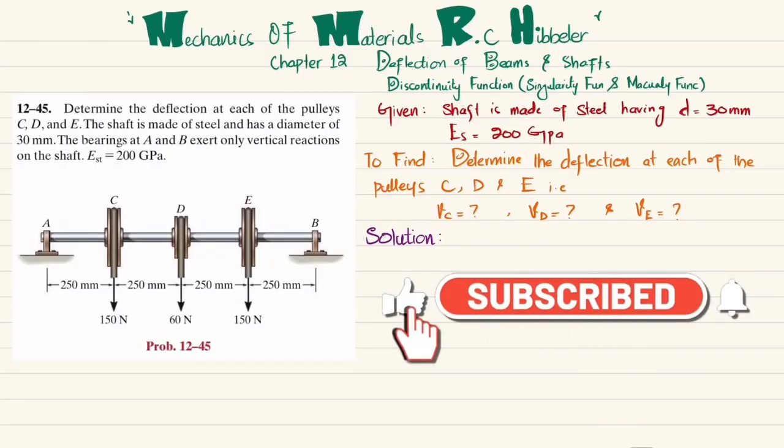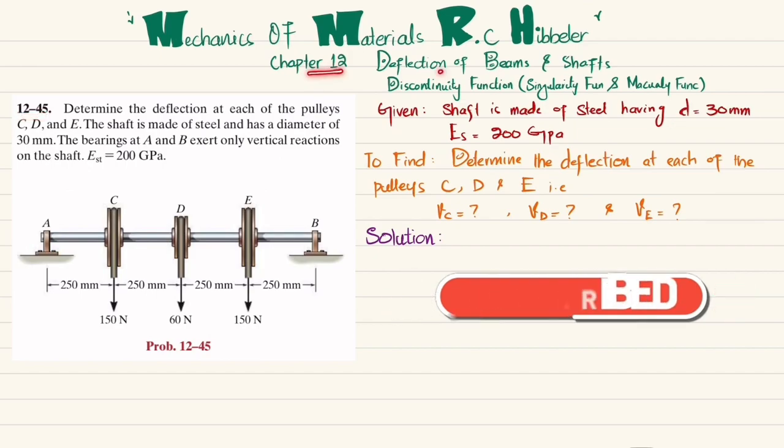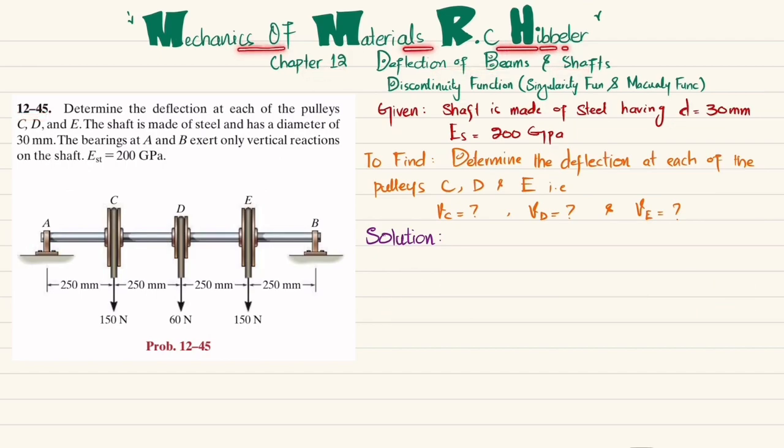Welcome back. In this video, we are going to solve problem 12-45, and this problem is taken from chapter number 12, Deflection of Beam and Shaft, and book name is Mechanics of Material by RC Hibbeler. So statement is, determine the deflection at each of the pulleys C, D, and E. The shaft is made of steel and having diameter of 30 mm. The bearing at A and B exert only vertical reaction on the shaft, and E of steel is 200 GPa.